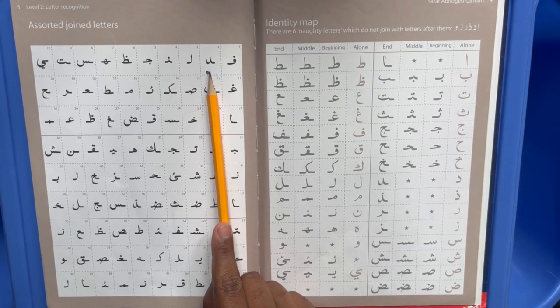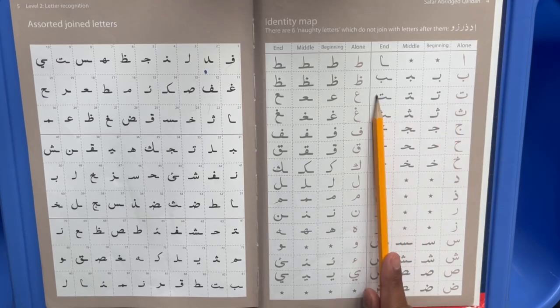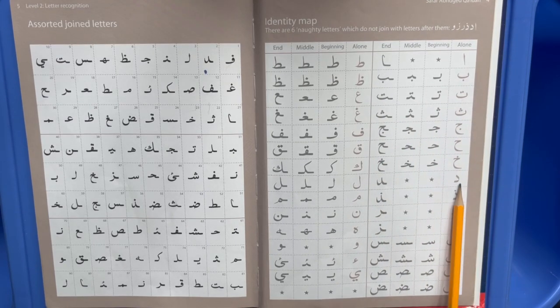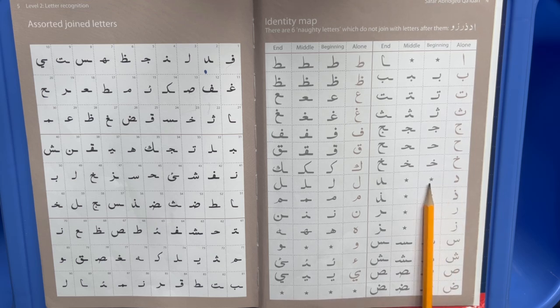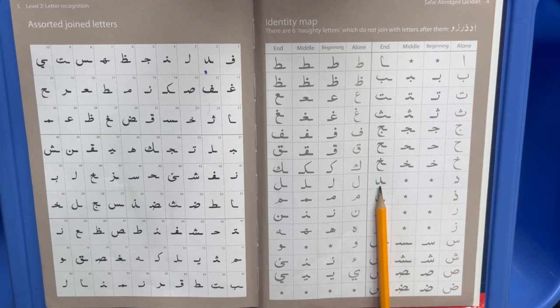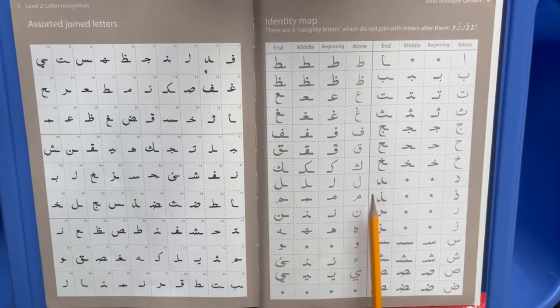So again, we have to look for what letter it is first of all, and where it comes. So this letter here, if we go through all of the shapes, it is the letter dal. When we move to the letter dal, we see that it cannot have a beginning, it does not have a middle, and if we see here, this is dal at the end. So this is the exact same shape as dal.